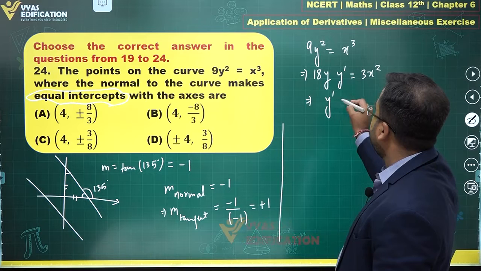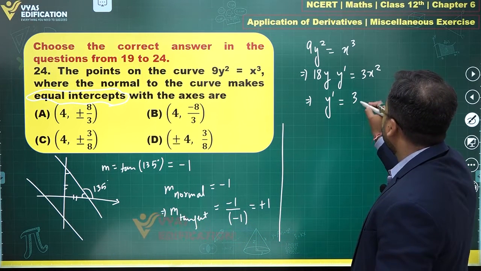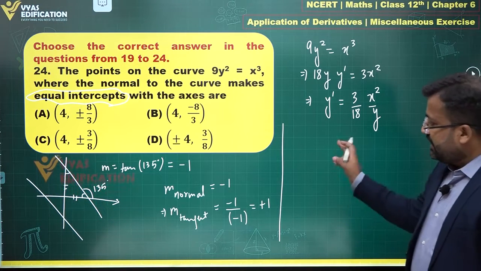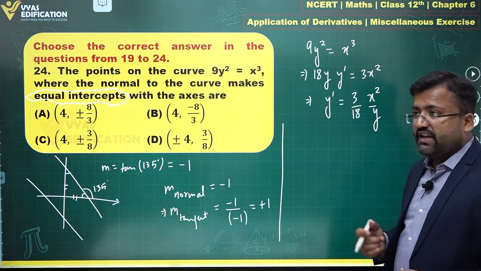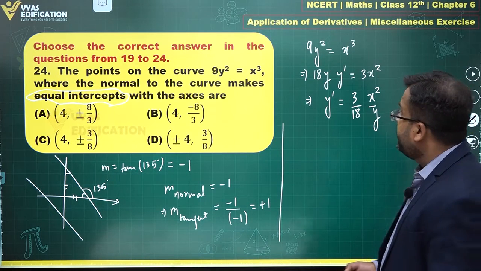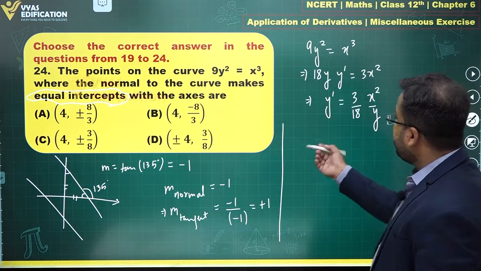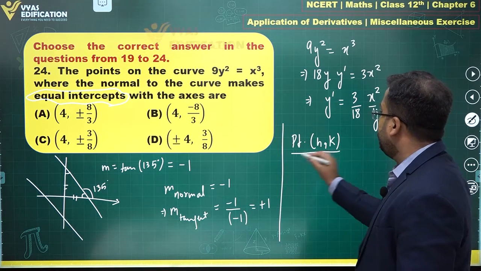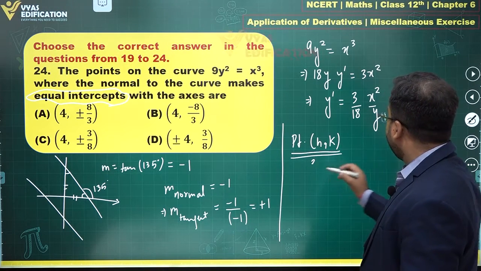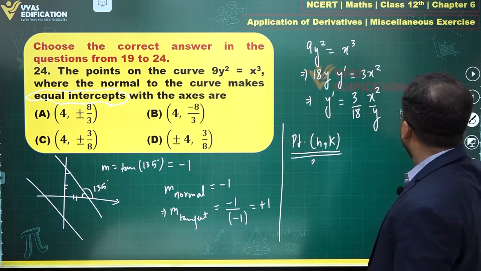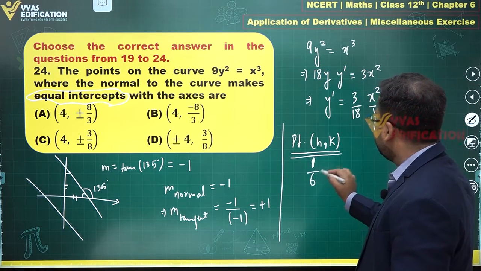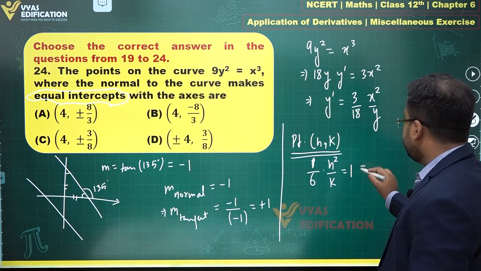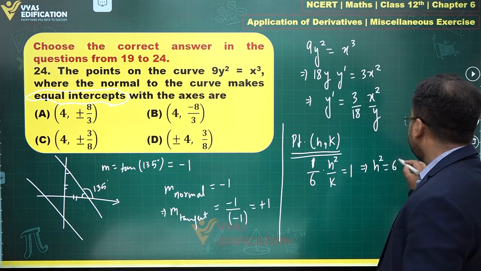This tells me y prime is equal to 3 upon 18 x square upon y is what we are interested in. And that slope equals 1 is what we are interested in. After that we'll get the point, right? So if the point is h comma k, then we know that 3 upon 18 is 1 by 6. What do we have is 1 by 6 times h square upon k is equal to 1, which tells me h square is equal to 6k.